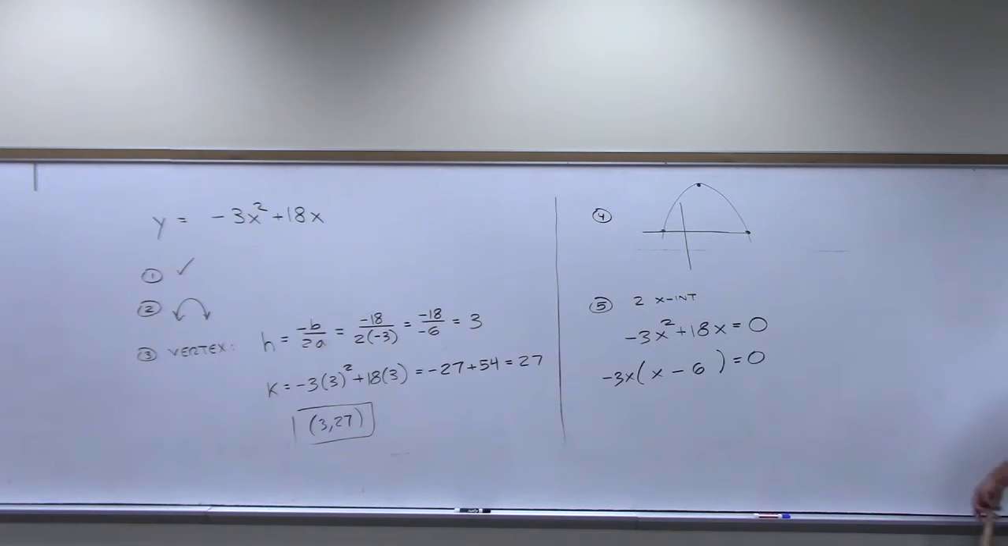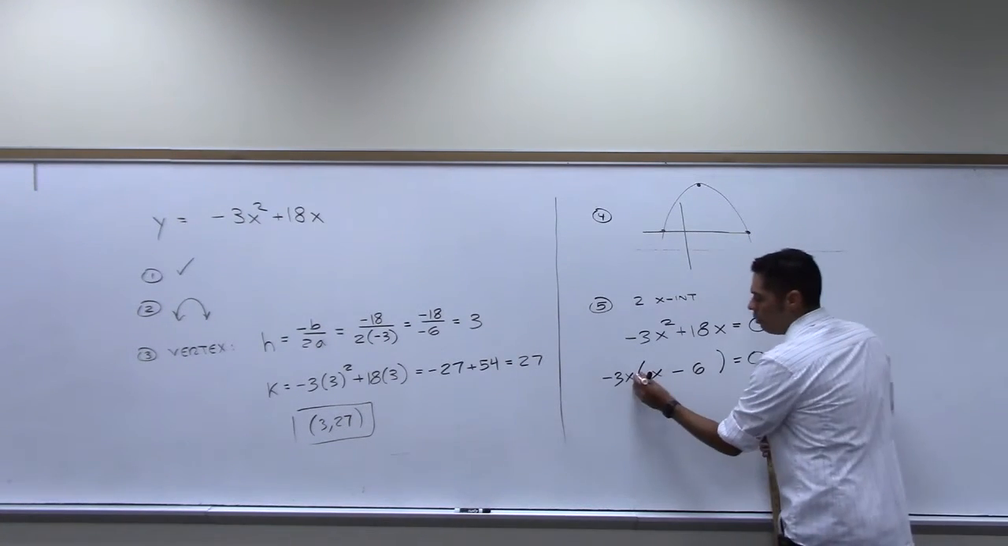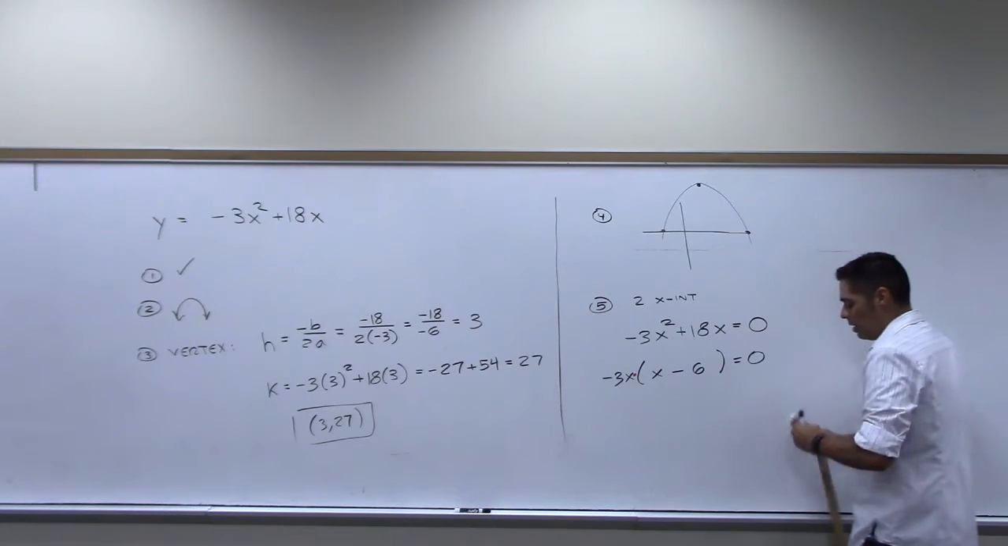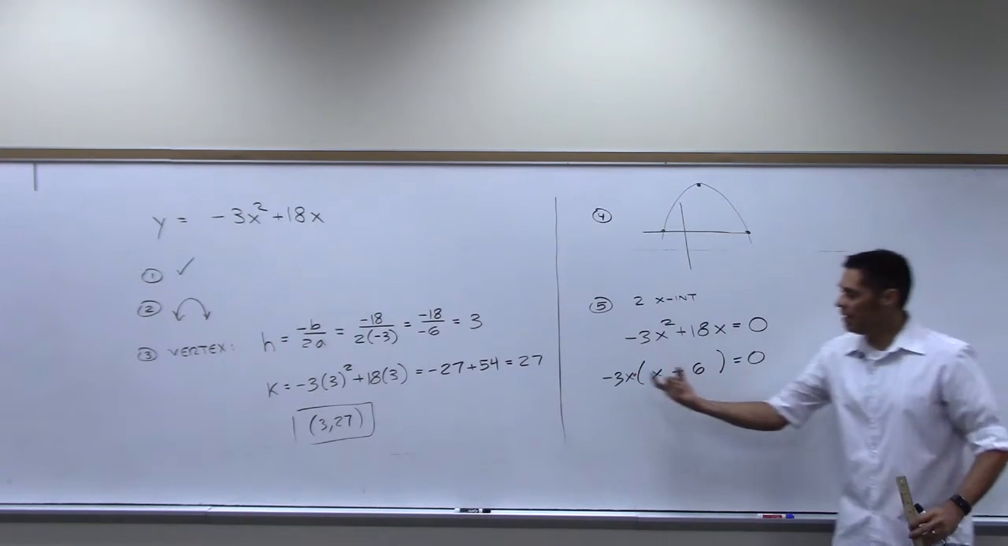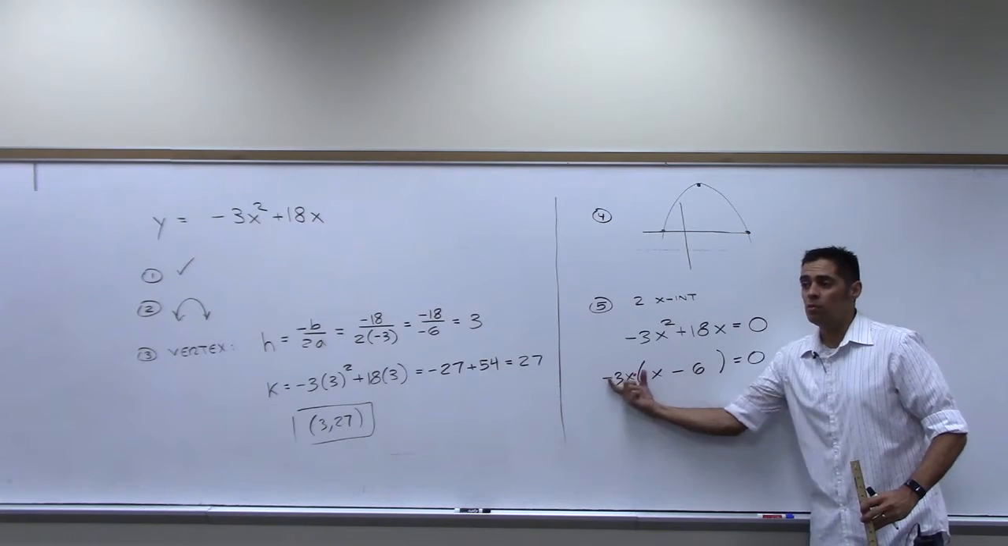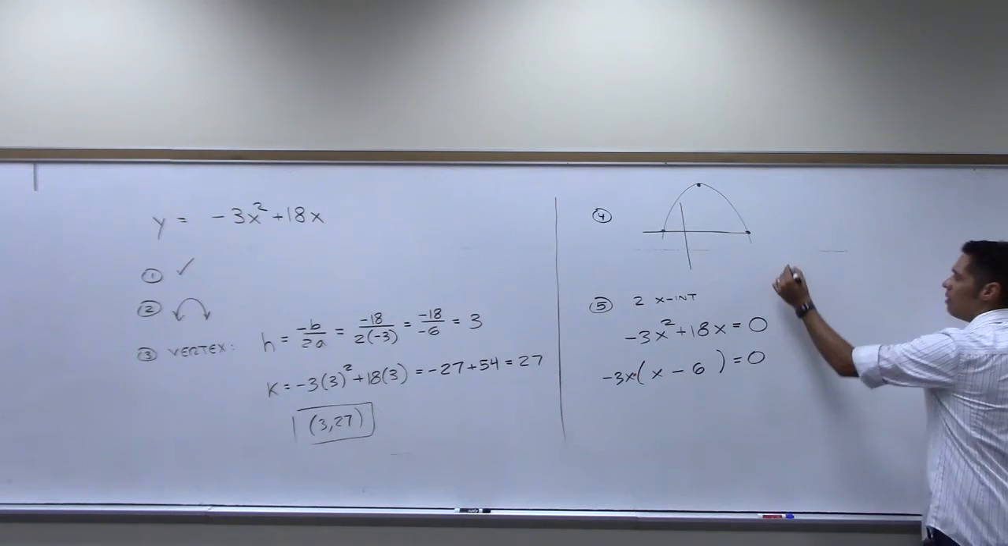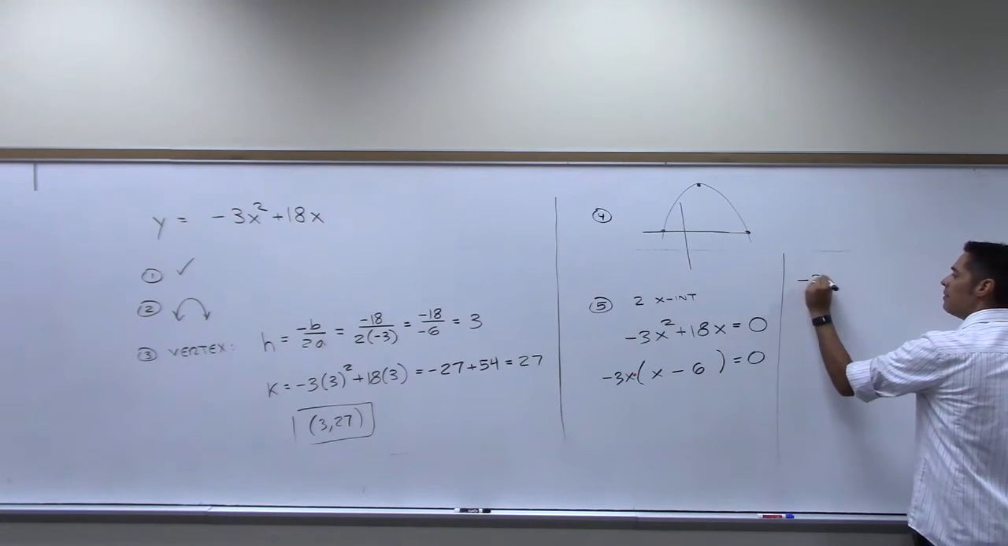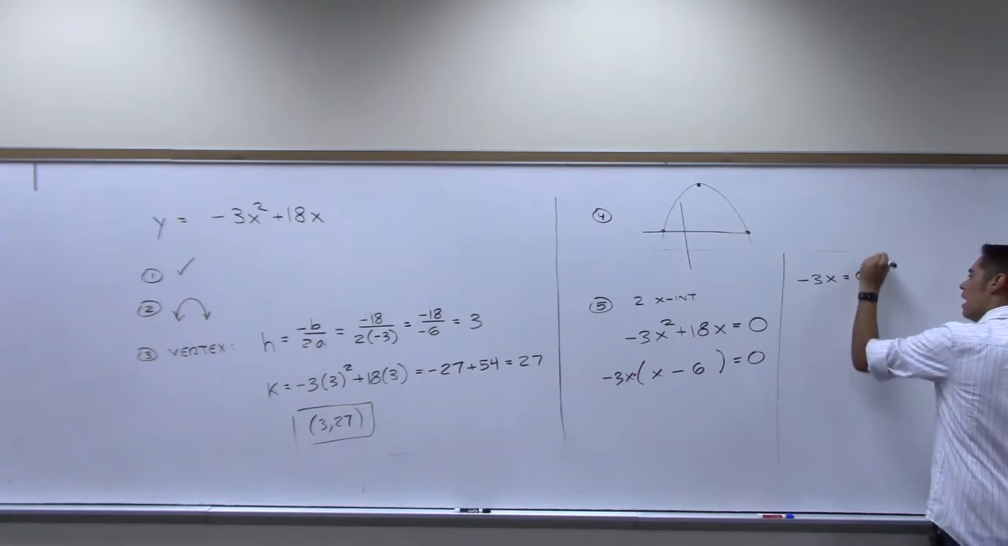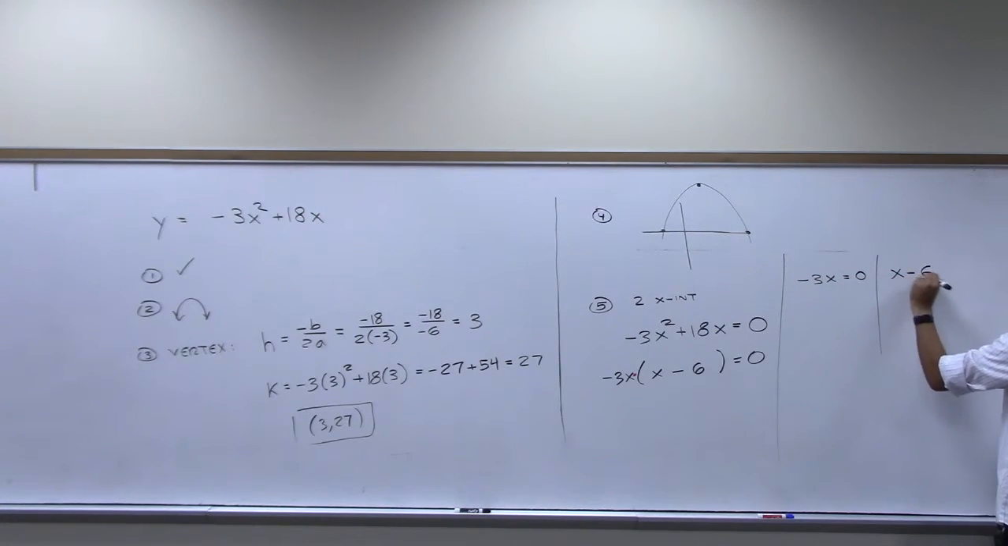All right, once it's been factored, the whole goal of factoring is that now you set each of these factors equal to 0. So I'm going to set up 2 problems. I'm going to say negative 3x must be 0. And the other problem is x minus 6 must be 0. See, this is going to go a lot faster than the quadratic formula would have gone.